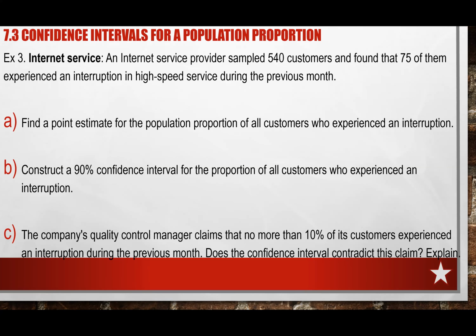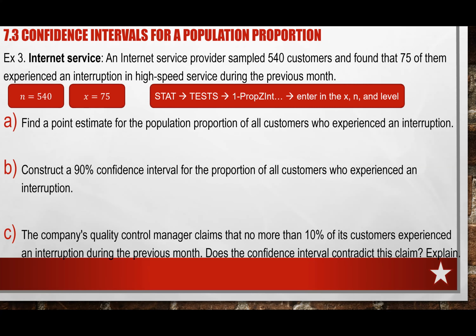To find this point estimator, just like before, we need to know what our n is, in terms of the total sample, 540. We need to know our x, and with these two numbers, we can find the point estimator, which is 75 divided by 540.